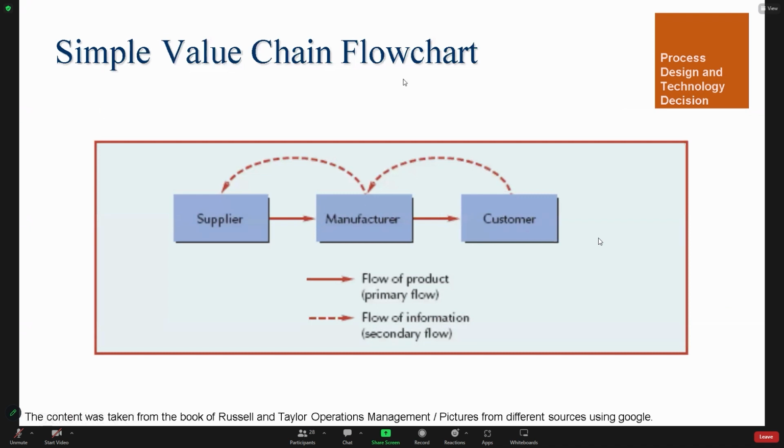Now, this is a simple value chain flow chart. From the supplier, you give them the product, raw materials. Okay? And then the finished product to your customers. That is the flow of the product. But from the customer going to the manufacturer, the flow of information, what is this? Feedback. Okay? Feedback. If the quality is not good, they give feedback to improve your process.